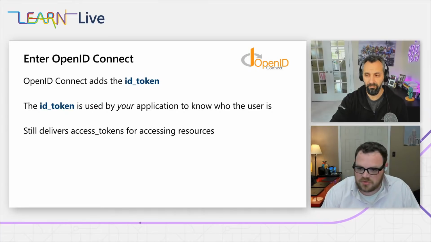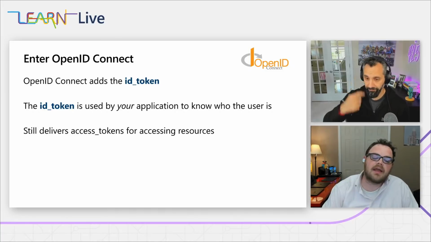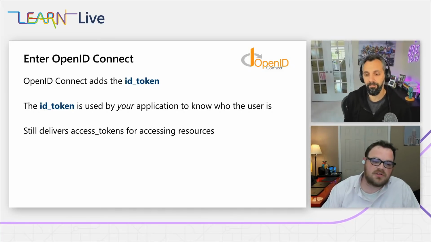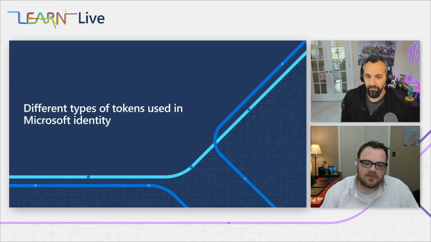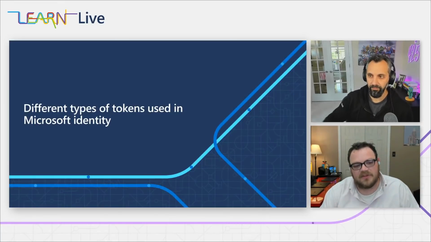So you can show the user their name, or you can look at their roles and see what they're allowed to do inside of your app. That is the function of the ID token. And that way you don't have to peek into that access token to try to steal extra information. You get it in a much more reliable fashion.